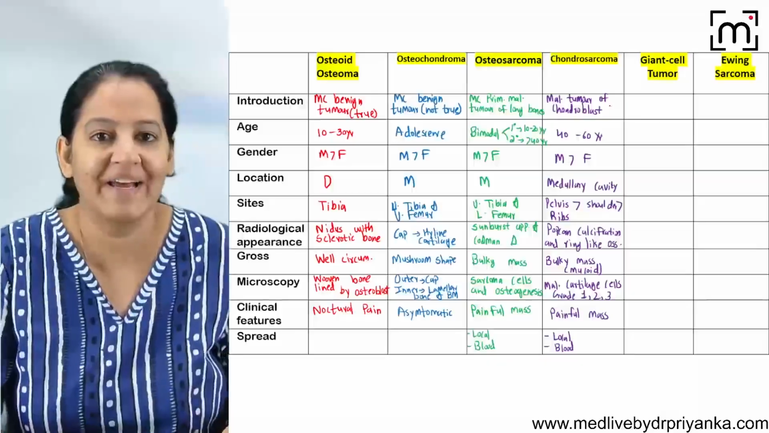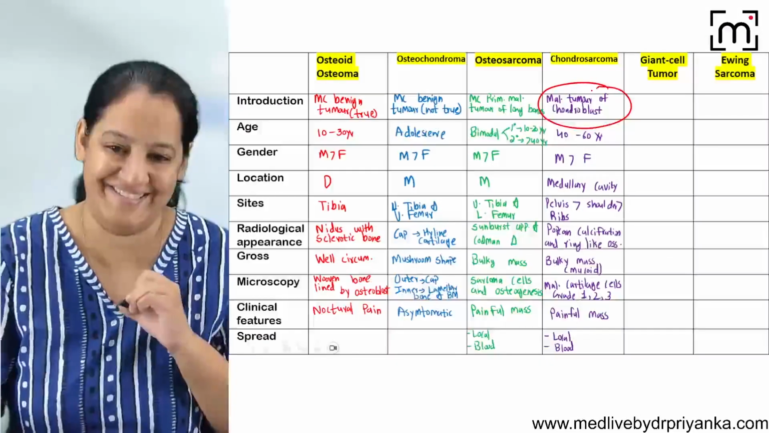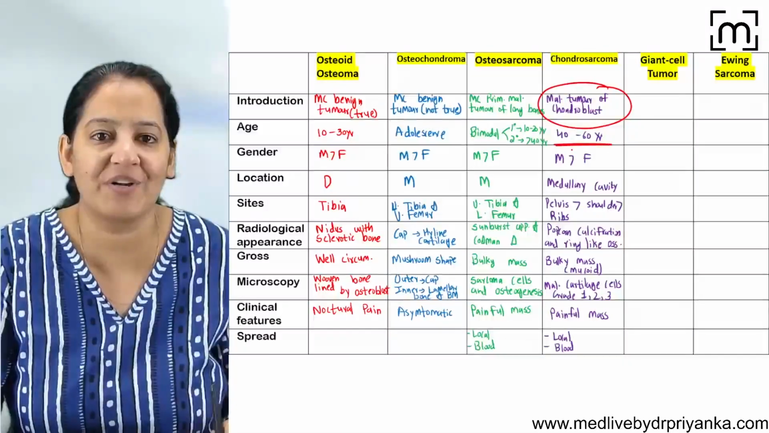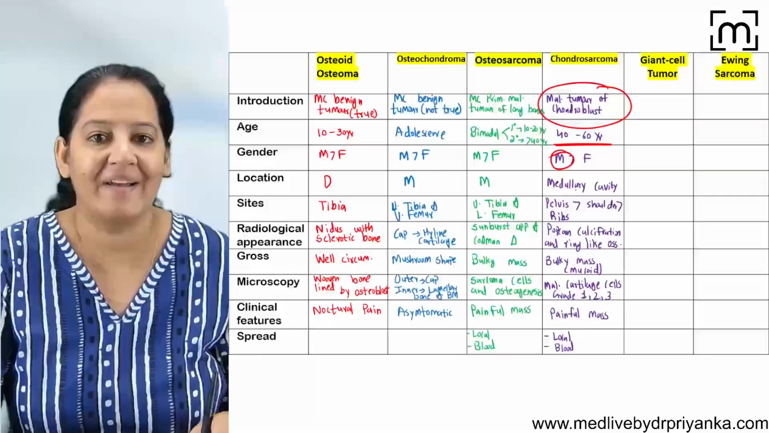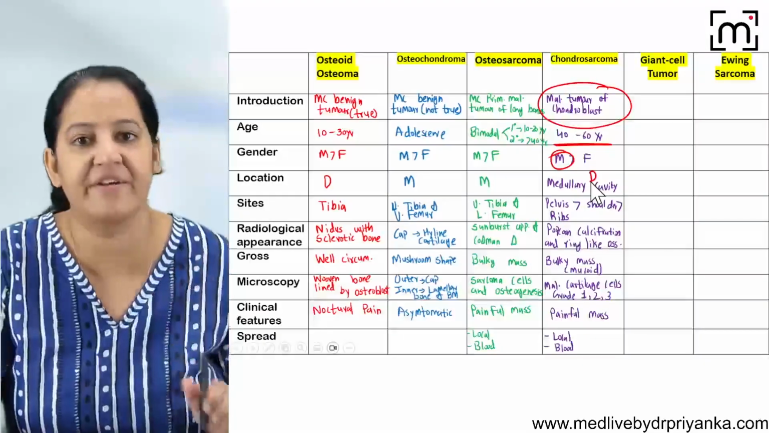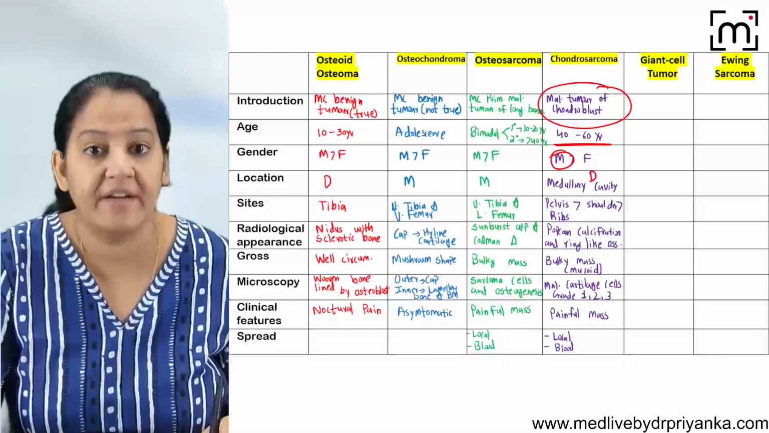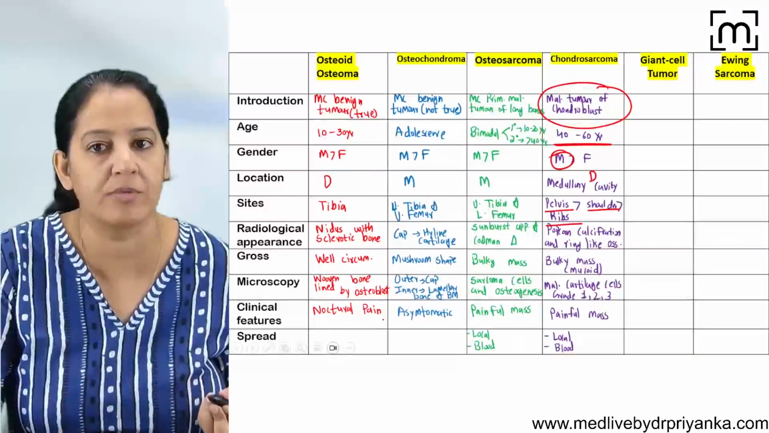Let's revise it quickly. So it is a malignant tumor of the cartilage. Most common age of presentation is 40 to 60 years. Again, it is more common in male as compared to female. And it arises from, you can write down, diaphysis. It arises from the medullary cavity of the diaphysis. Location, it arises most commonly from pelvis, followed by shoulder, followed by ribs, followed by long bones.